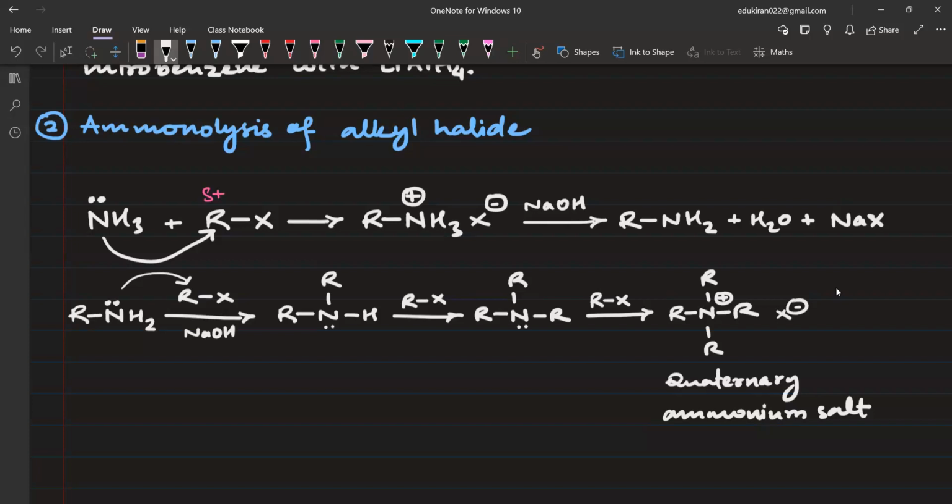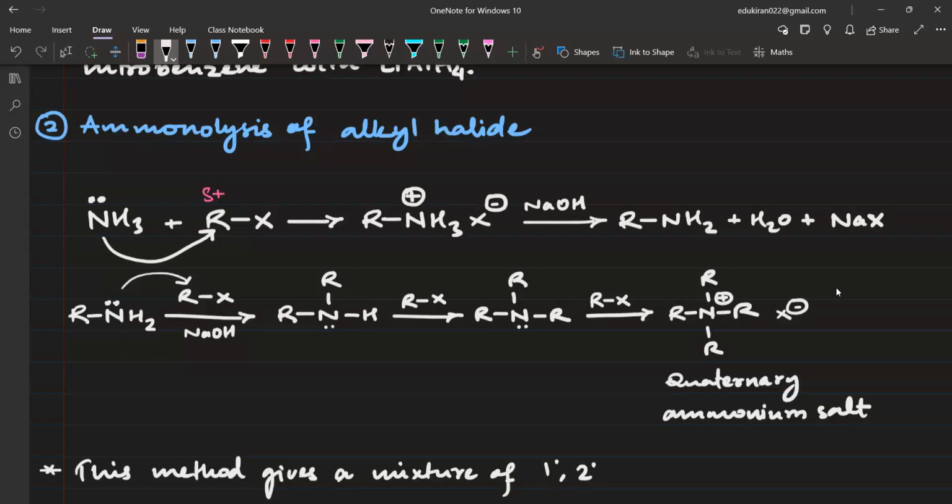But first let's write this down. This method gives a mixture of 1 degree, 2 degree, 3 degree, and quaternary ammonium salt.